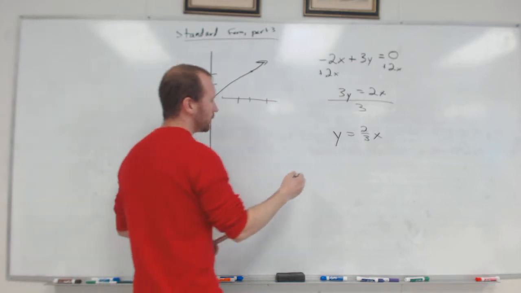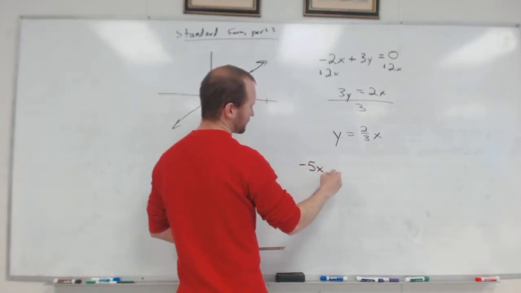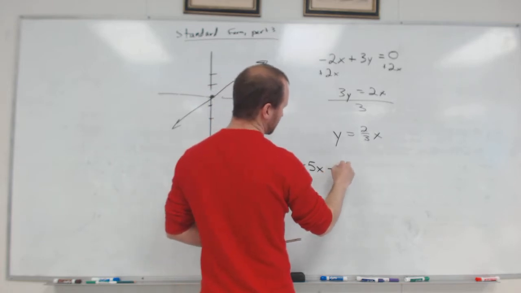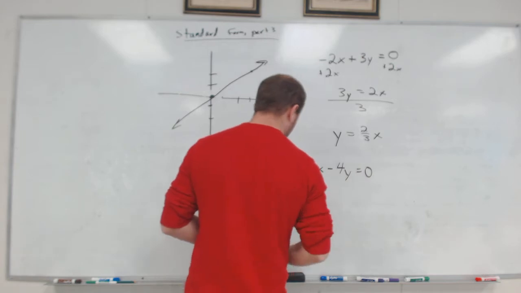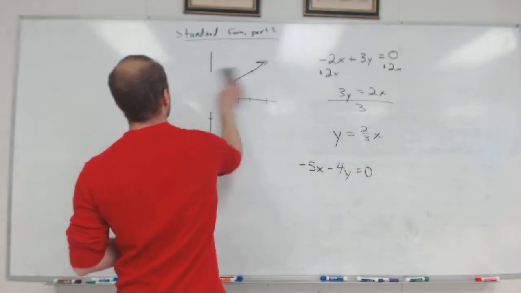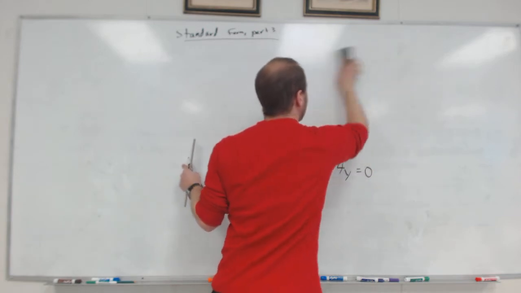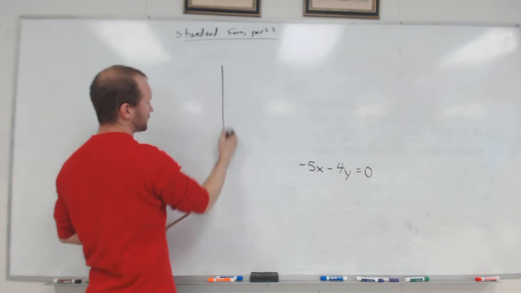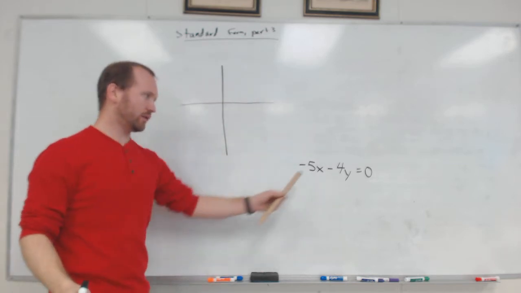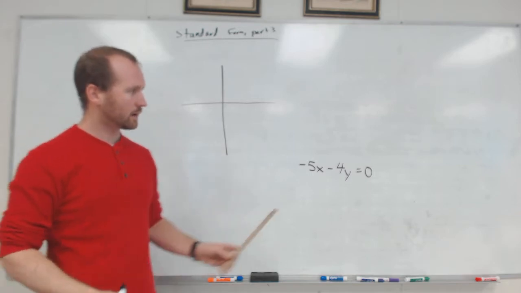Okay, one more example. What if I had something like this? Negative 5x minus 4y equals 0. Let's say I wanted to graph that. Do I need to convert that into slope-intercept form? Why?